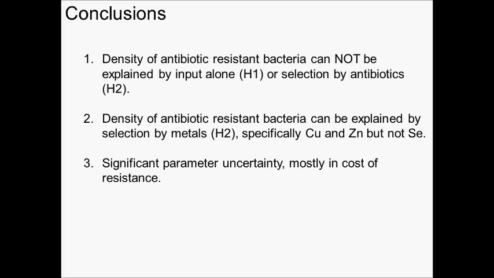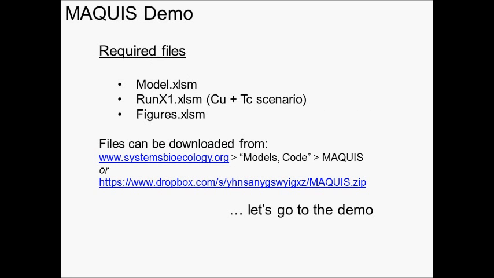There is significant parameter uncertainty, something that I have not talked about a lot in this lecture, and I'll refer you to some of the publications that I'm going to list later on for the details. But probably the most significant source of uncertainty is the cost of resistance. We don't know what it costs a bacteria to be resistant in the ambient environment. There are a lot of data for hospital or clinical strains, but not for ambient strains, and that constitutes a significant source of uncertainty. Okay, so now let's go to the demo.